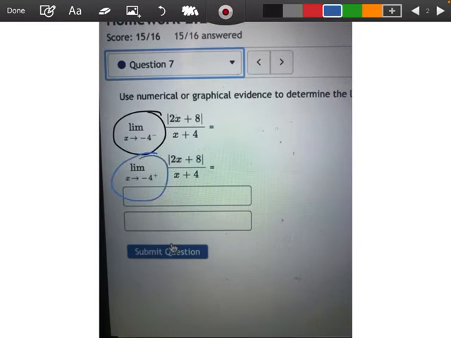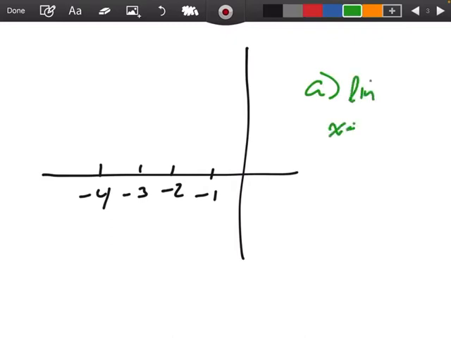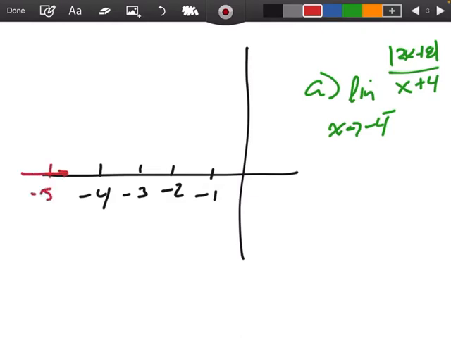Okay, so first thing I'm going to do here, y'all, is draw a kind of simple graph. So I'm going to look at something like this, right? Here's -1, -2, -3, and -4. And so for part A, we're trying to find the limit as x approaches -4 from the left of our function, the absolute value of 2x plus 8 over x plus 4, okay? So we're coming in from this side, right? So say over here is -5. So we're going to pick numbers that are slightly smaller than -4.